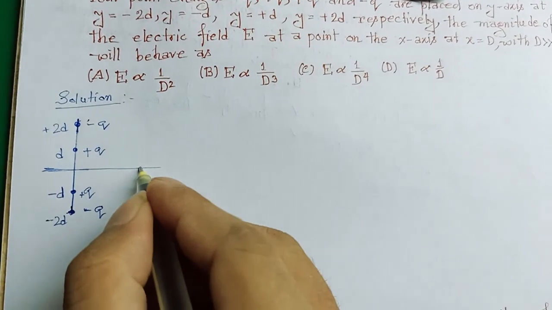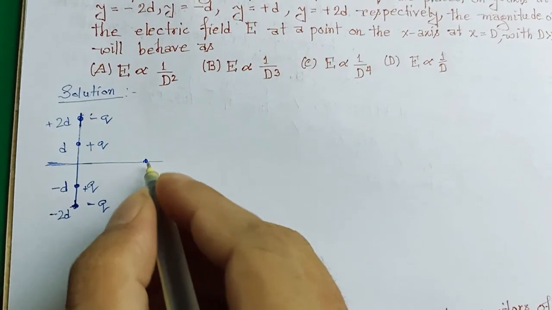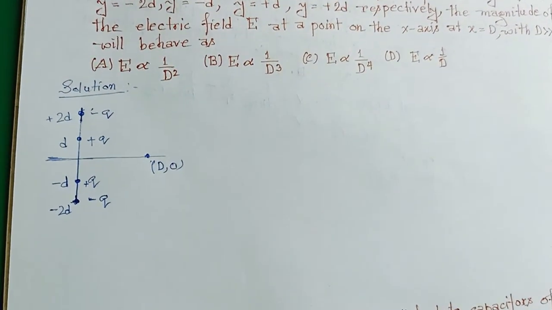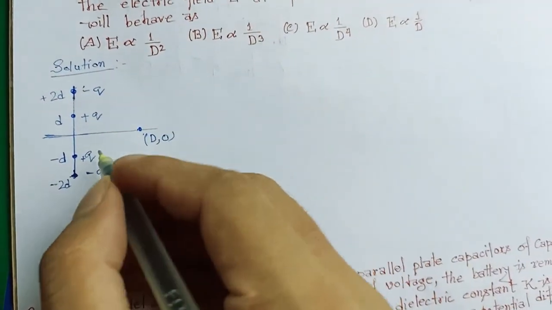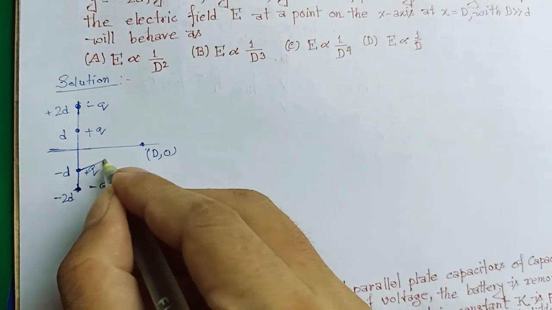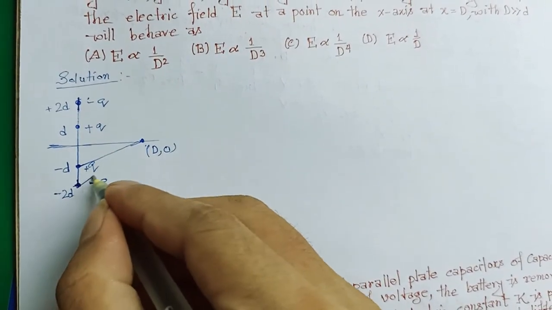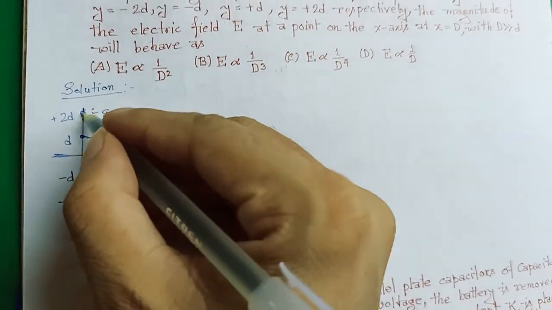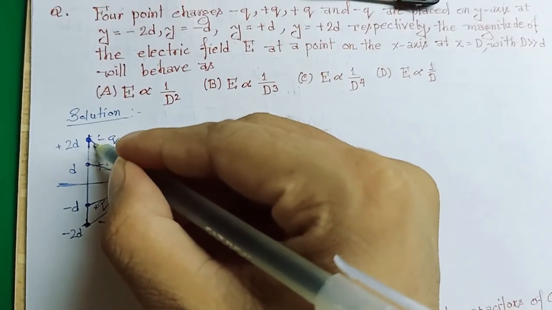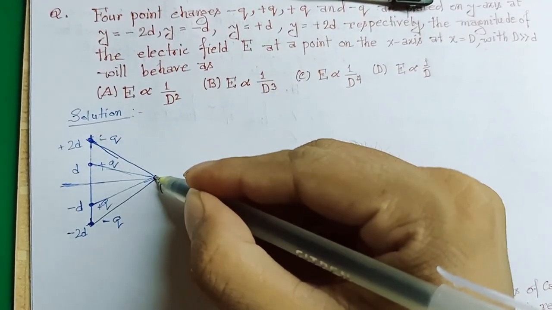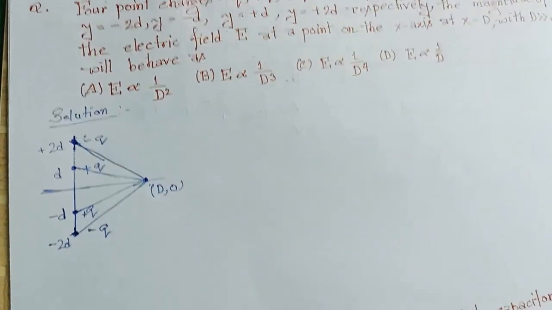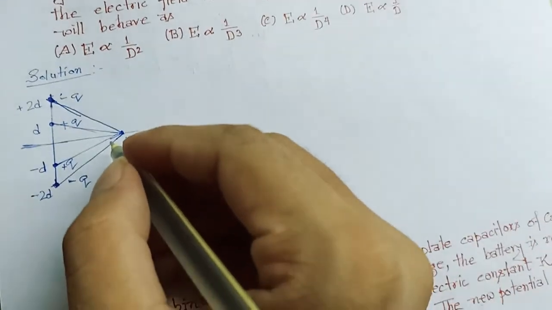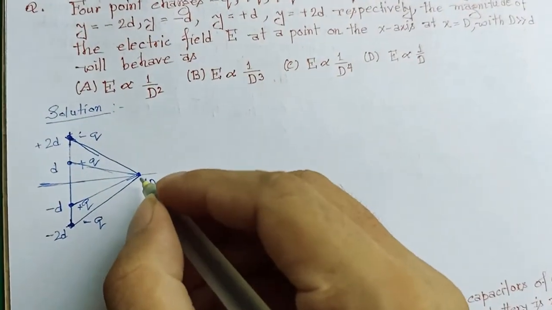And we have to find the magnitude of the electric field at a point on the x-axis at x equal to capital D. So this is a point whose coordinate is equal to (D, 0). So we have to find the net electric field at this point. So first we will join this line and also this line. If we join these lines, then we will get the corresponding magnitudes of electric fields.